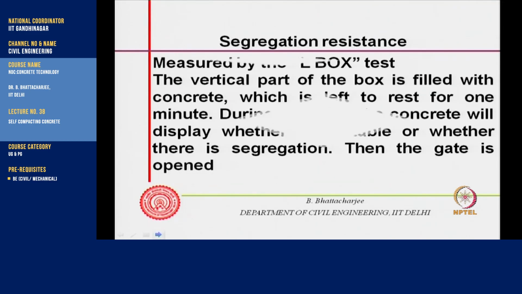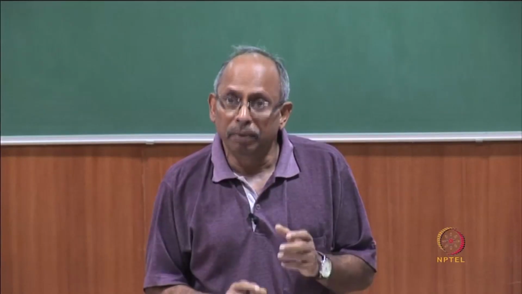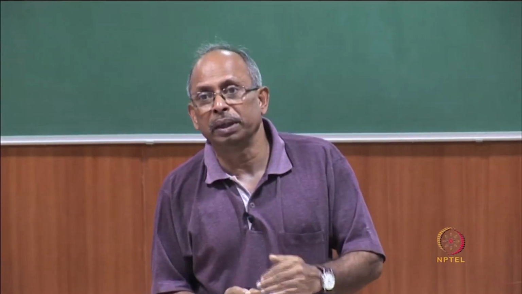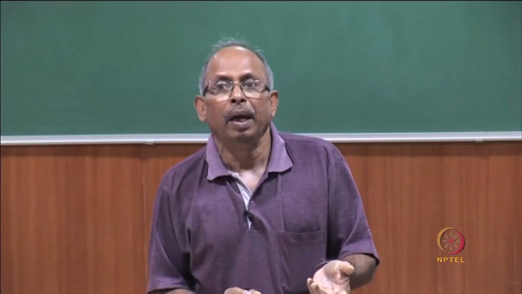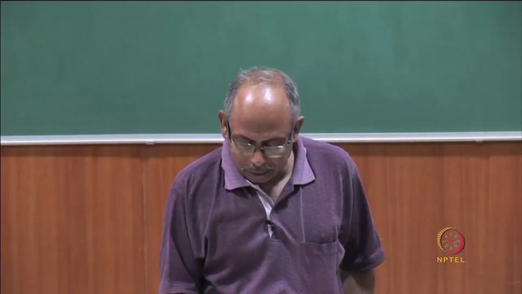Now, segregation resistance is measured by the L box test. The vertical part of the box is filled with concrete, which is left to rest for 1 minute. During this time, the concrete will display whether it is stable or whether there is segregation. When you keep it 1 minute in the vertical part of the L box, if there is too much water segregation, it will come up. If it is not segregating, then you open the gate, as we shall see.